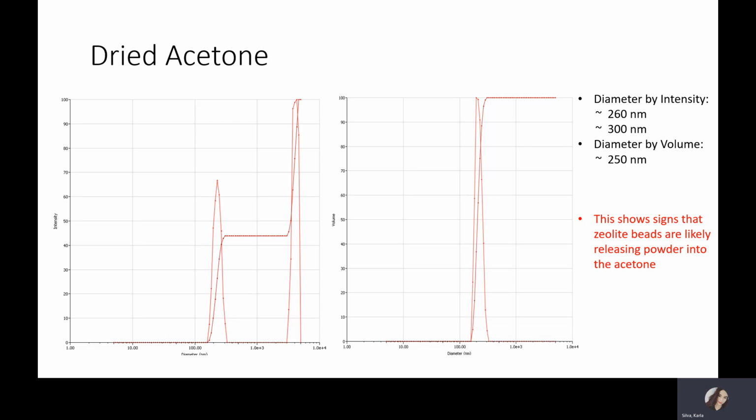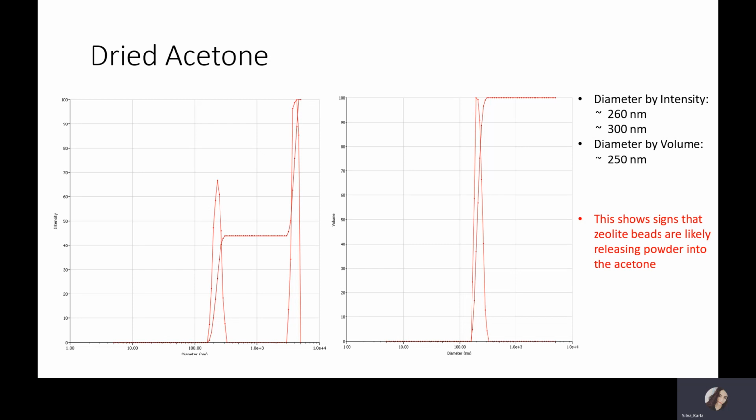And by volume, it just means that what was mostly present in the sample was the one that was 250 nanometers. That's all the volume by diameter plot is telling us. Now, what I did notice is that the way we dry our acetone is by adding zeolite beads into it. What I think happened is these zeolite beads precipitated out some particles into the acetone, and that was what was being picked up by the DLS.